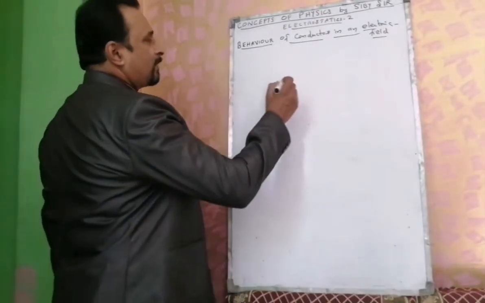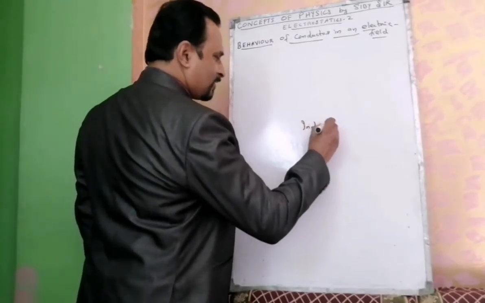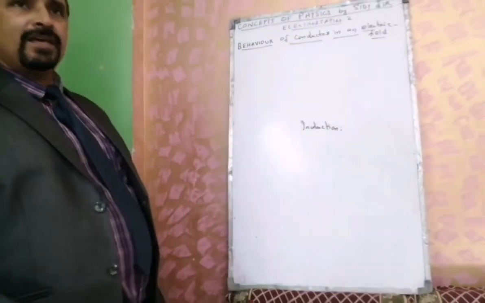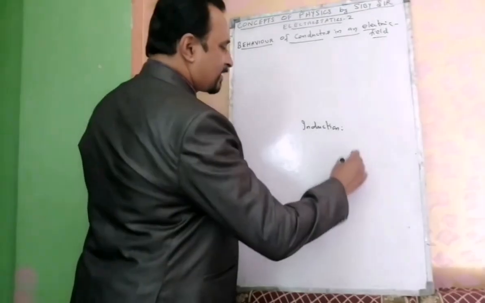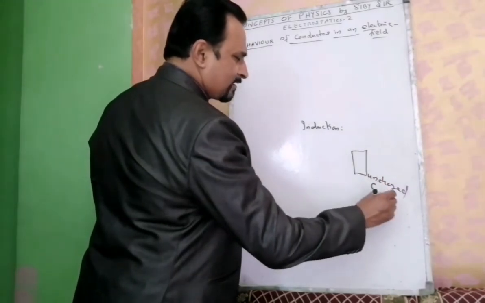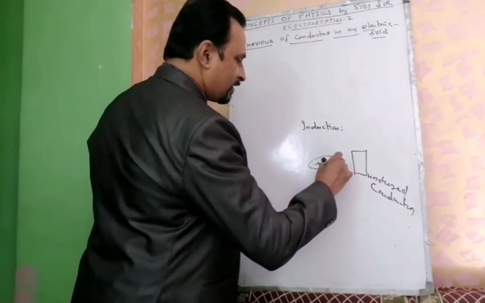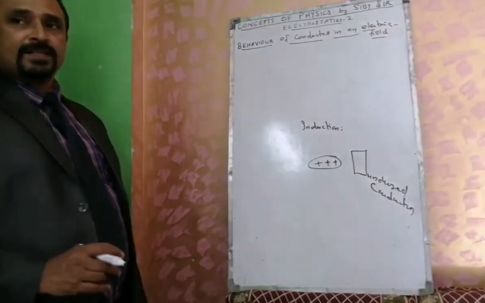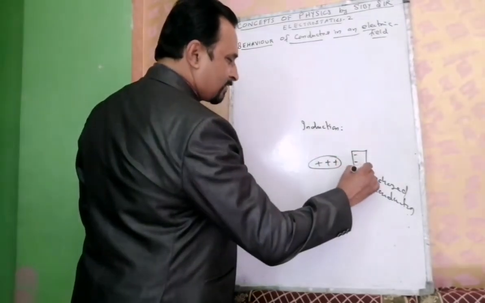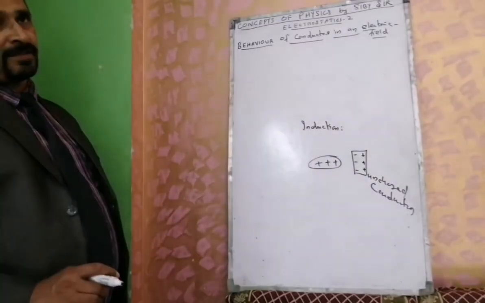You know charging by induction and charging by conduction. What is the meaning of charging by induction? If an uncharged conductor is placed near a charged body, what will happen? Opposite charges will be developed on its surface without any contact. This is called charging by induction.